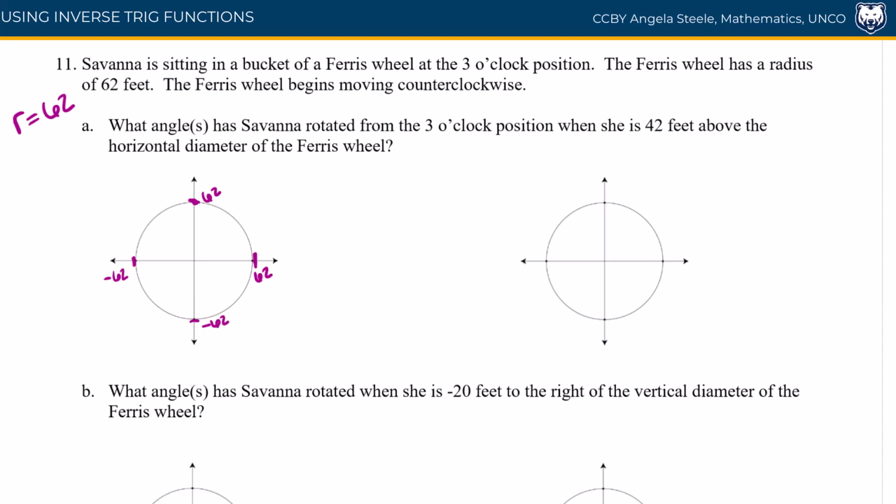What we want to know is when Savannah is 42 feet above the horizontal diameter. So 42 is about right here. It's about 2/3 of the way up. Notice that if we're thinking about this Ferris wheel, there are two separate times when Savannah is 42 feet above the horizontal diameter. Okay, so we want to find both of the angles to each of those points. So on this first circle, I'm going to go ahead and find this angle right here. So this is our theta.